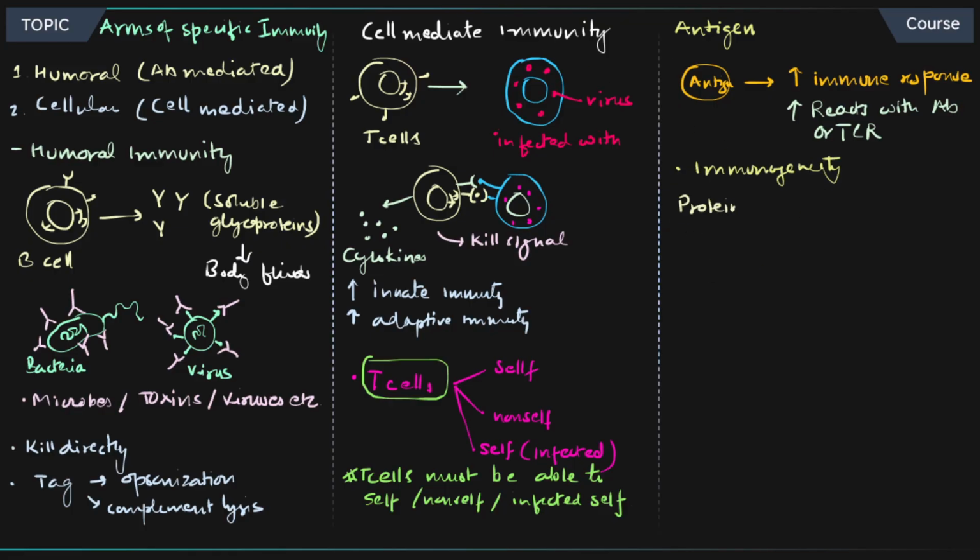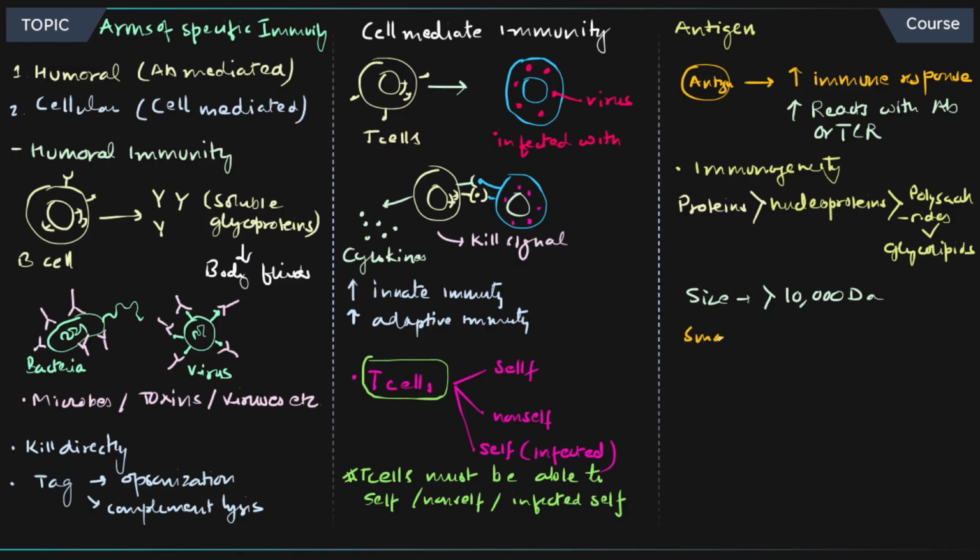So proteins are there. You have nucleoproteins, then polysaccharides, and lastly glycoproteins. This is the ability of immunogenicity of all those molecules. Proteins usually have the highest immunogenicity, and glycolipids usually have the lowest immunogenicity. Now, if we talk about size, it's approximately 10,000 Daltons or more, larger molecules, right? Smaller molecules are not going to generate the immune response, right? That's why they are also known as haptens.